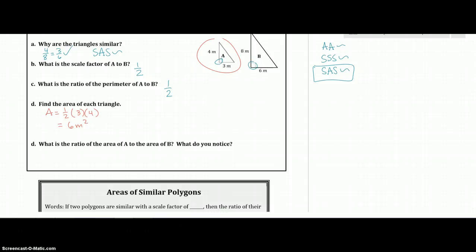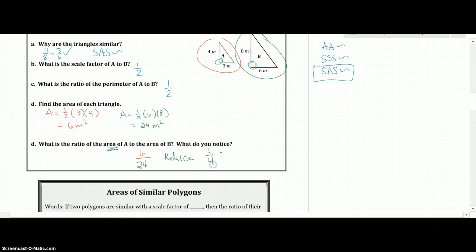The second triangle, triangle B, area equals 1/2 base times height, so 6 times 8. 1/2 of 6 is 3, times 8 is 24 meters squared. Okay, so if you now look at part D, it says what is the ratio of the area A to the area of B, and what do you notice? Okay, so the area of A is 6, and the area of B is 24. So we'll reduce that, and we see that it is 1 to 4.